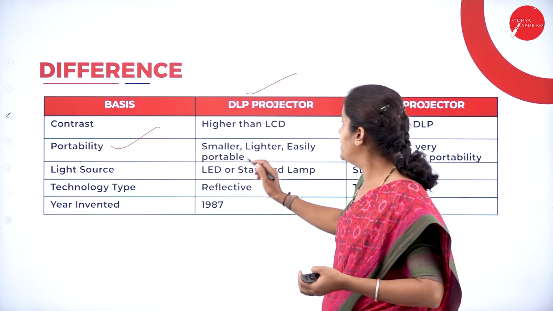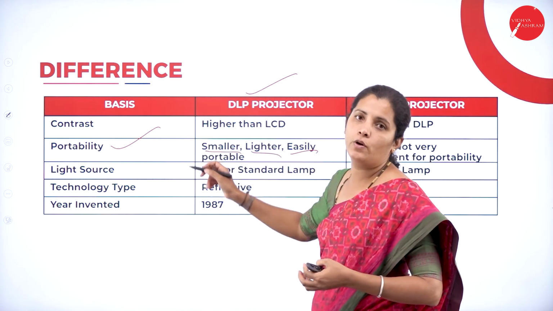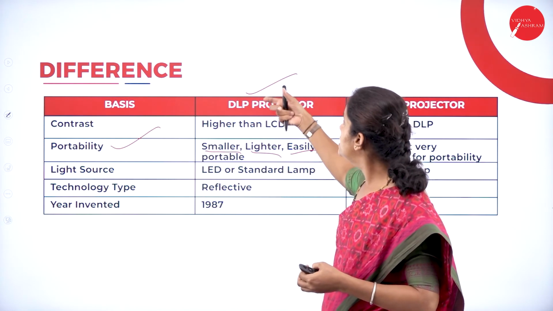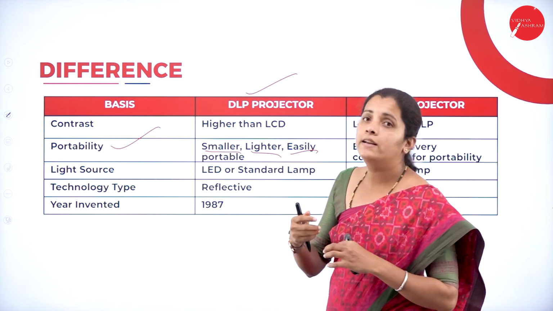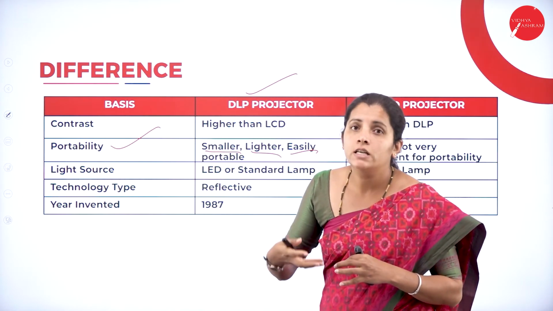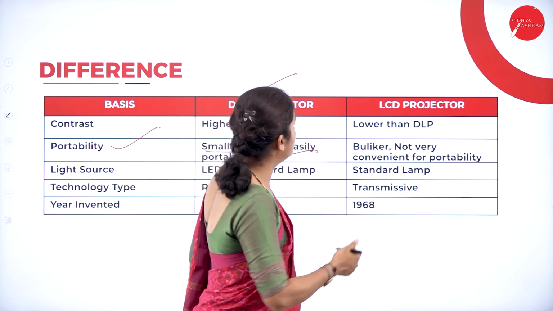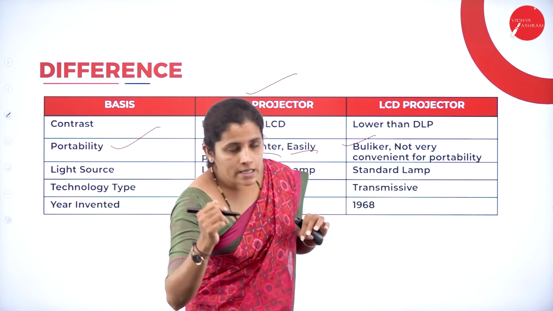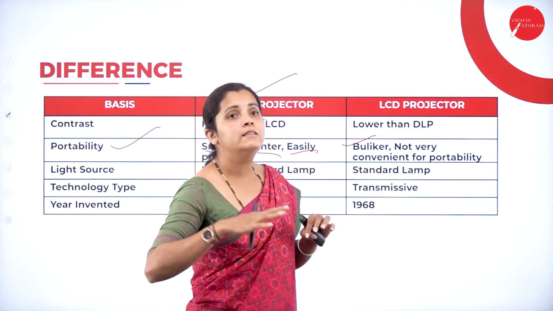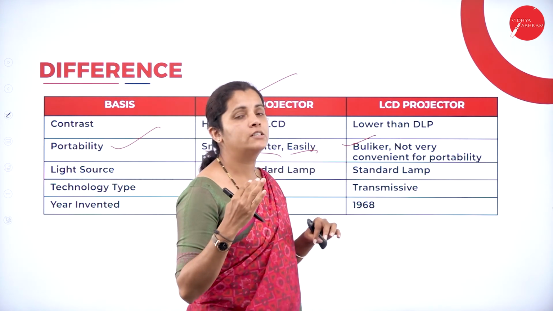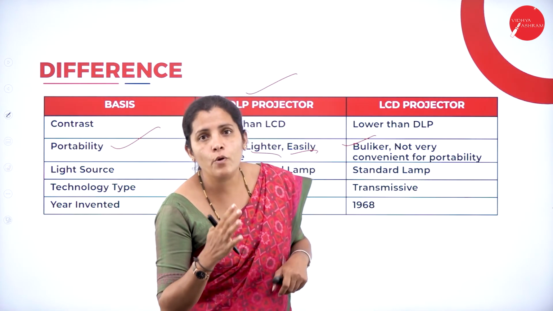In DLP, smaller, lighter, easily portable. That means the DLP projector comes in a smaller size and is very light in weight, whereas an LCD projector is bulkier, not convenient for portability. That means the size of the LCD projector is huge and it is not portable.